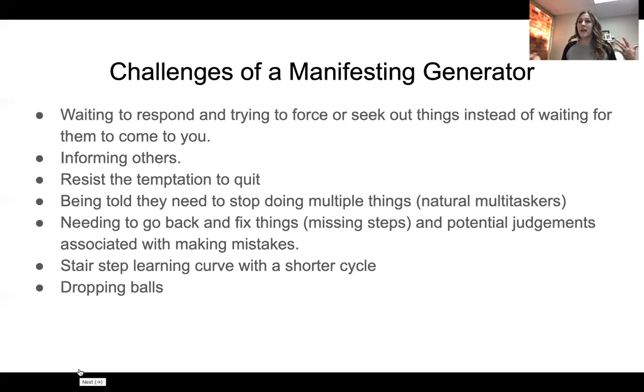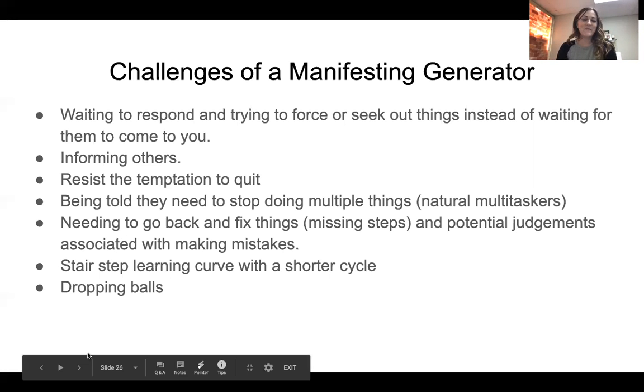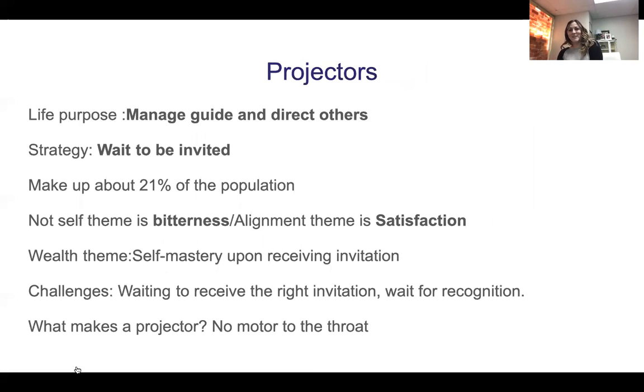I used to get so embarrassed and ashamed about the fact that I forgot something or messed up. There was a point where I kept forgetting that I had sessions. So one thing I had to learn as a manifesting generator is to find things that help me keep track of all those balls. Scheduling systems and things like that have made my life a lot easier, so I don't have to worry that I'm forgetting or missing something. Thank God, whoever invented iCal, I love you forever. So, on to projectors.